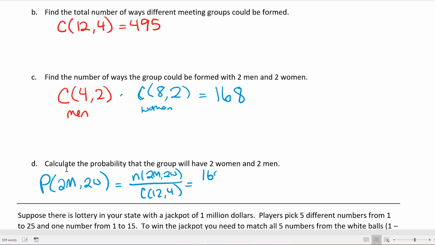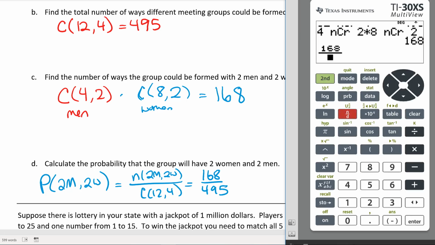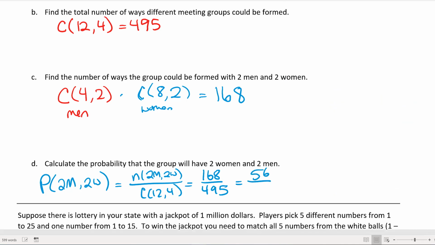So that was 168 over 495, which I believe is going to reduce for us. 168 over 495 reduces to 56 over 165. And that is the probability that we are going to choose 2 men and 2 women out of our group if we selected them randomly.